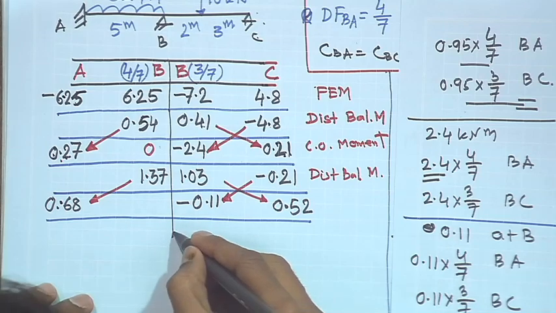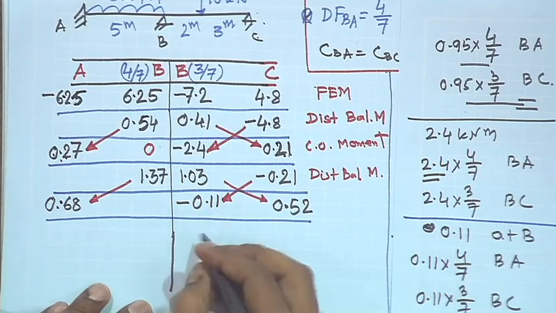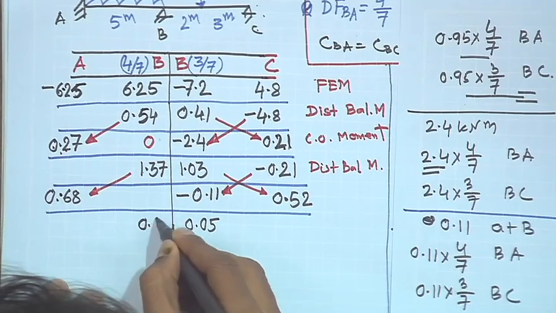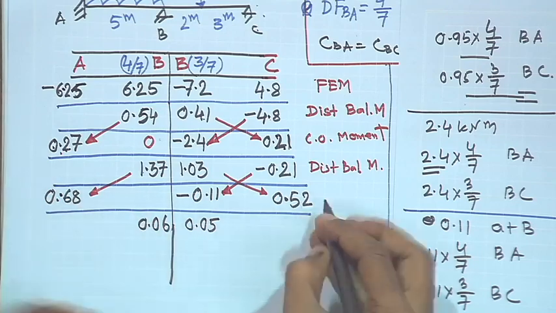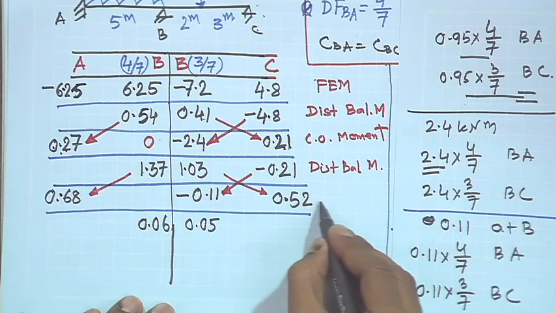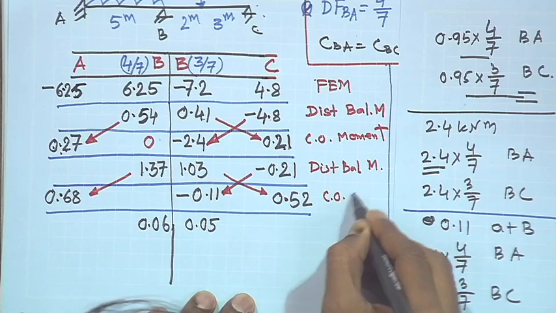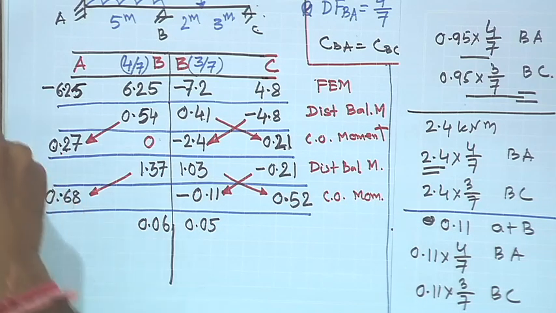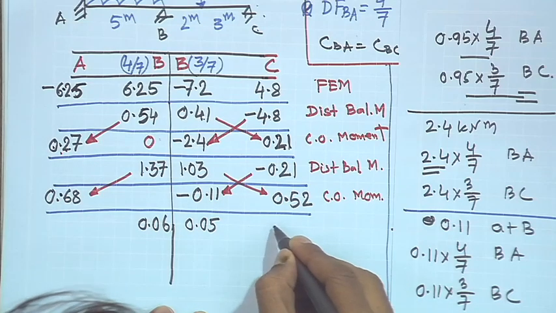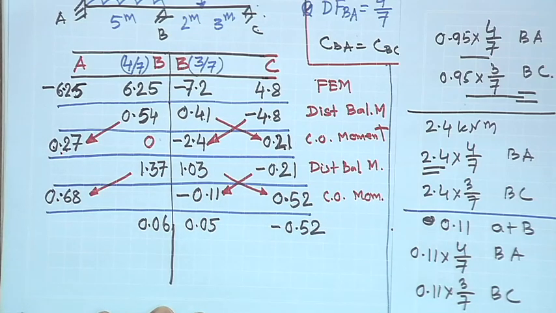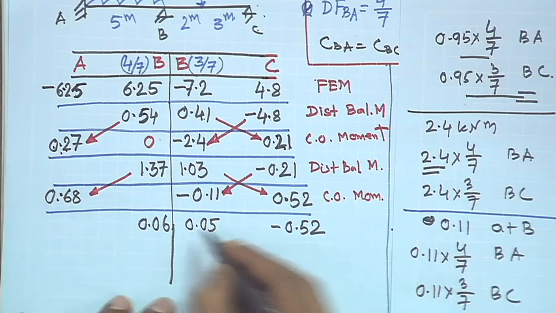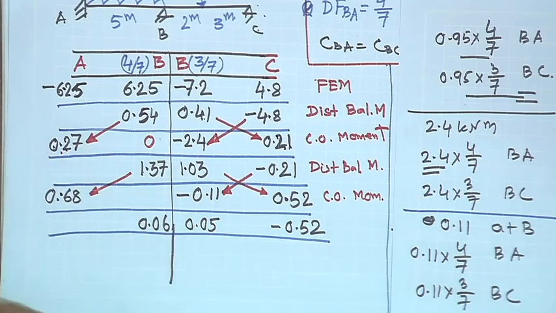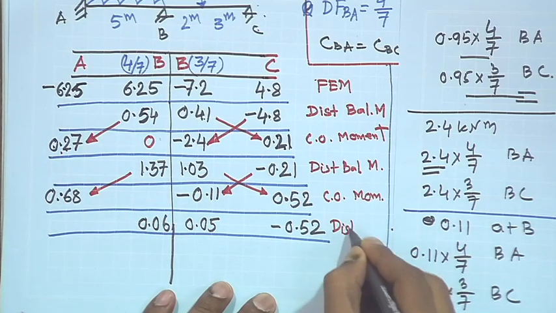Okay. Now, how much is this value? This becomes 0.05 and this becomes 0.06. So, this is a carryover moment, and this is a carryover moment. Now, again here also we need to apply minus 0.52. All these moments are again distributed balancing moments.